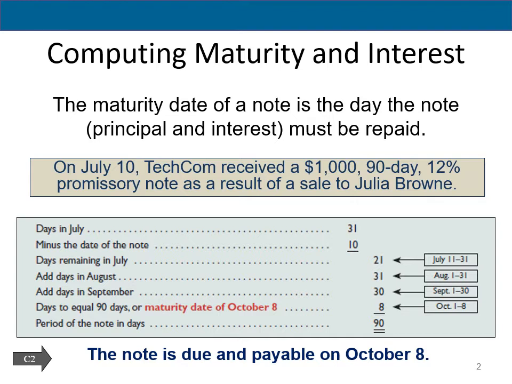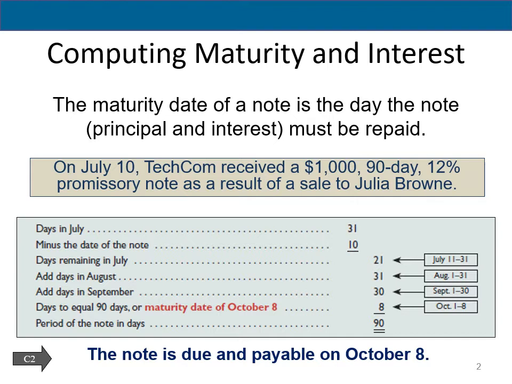When we have notes, we're also going to need to learn how to compute interest on the note. So here we have July 10th. TechCom receives a 90-day 12% promissory note as a result of a sale to Julia Brown. Companies may be willing to issue notes for longer term obligations because they do bear interest.